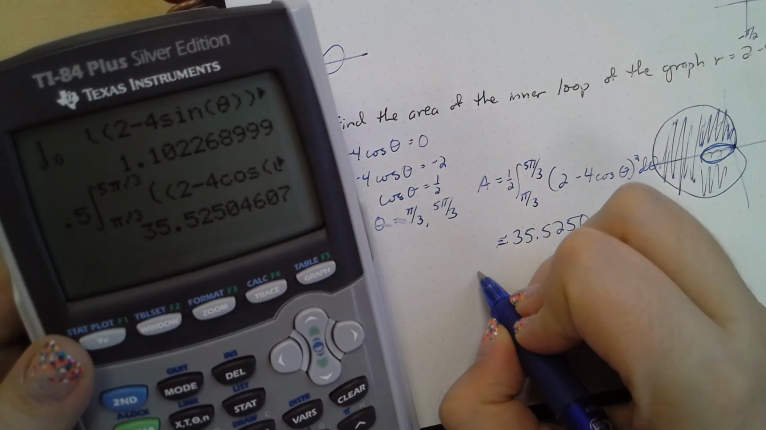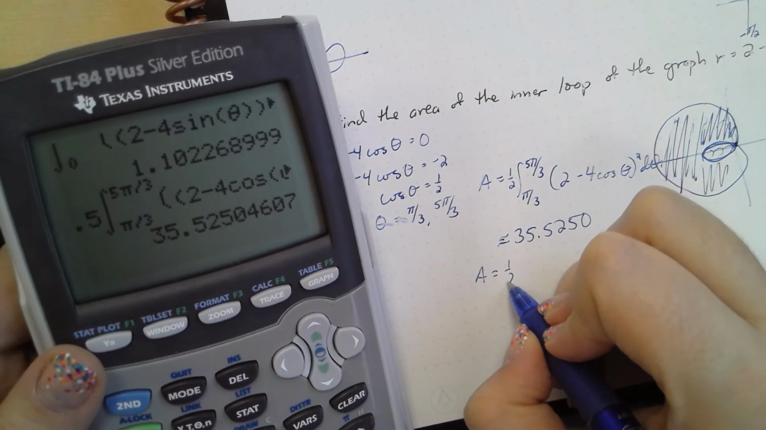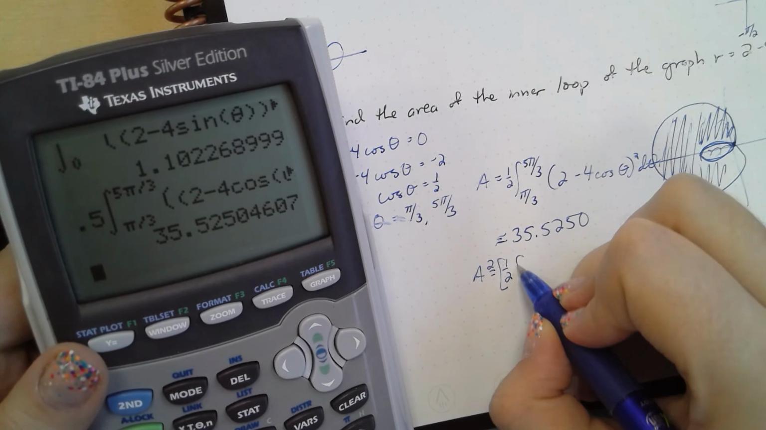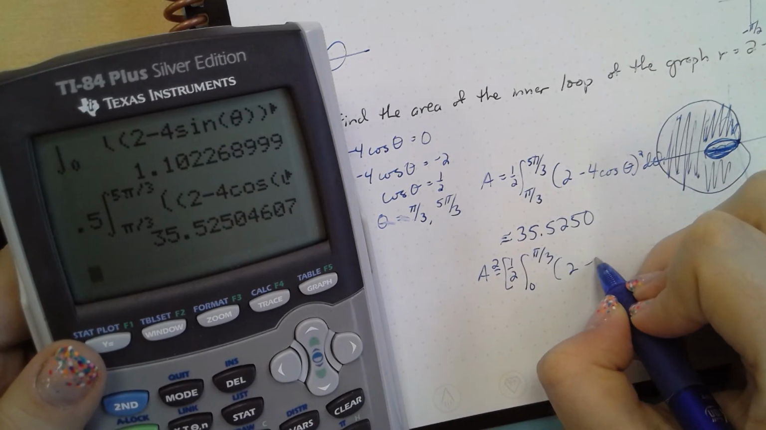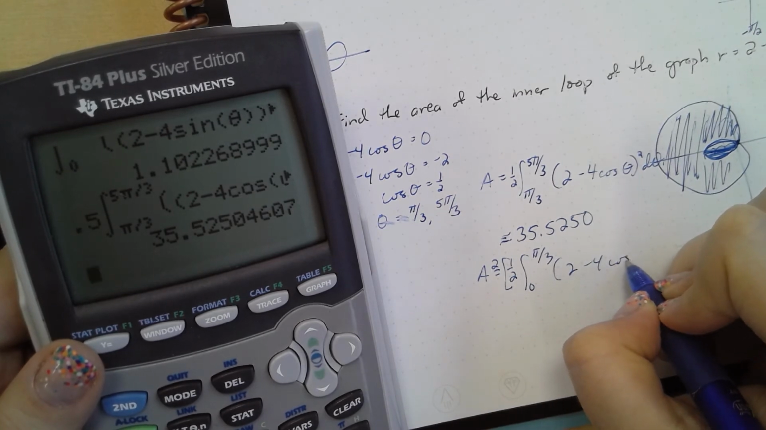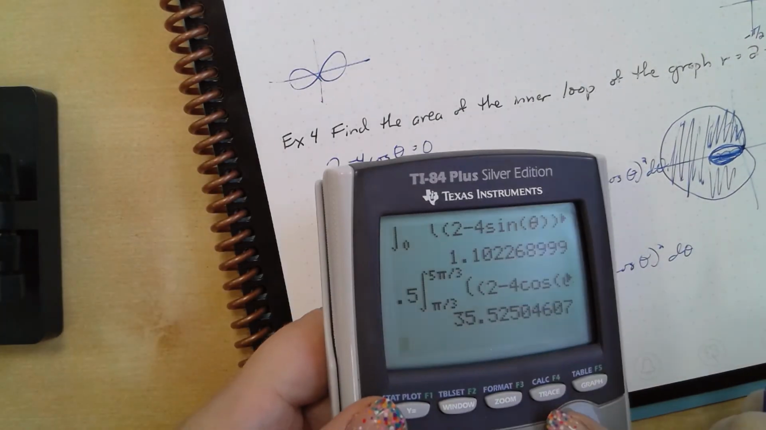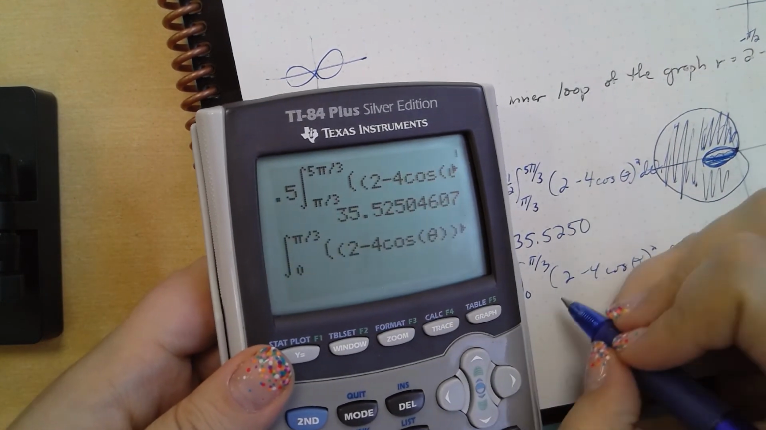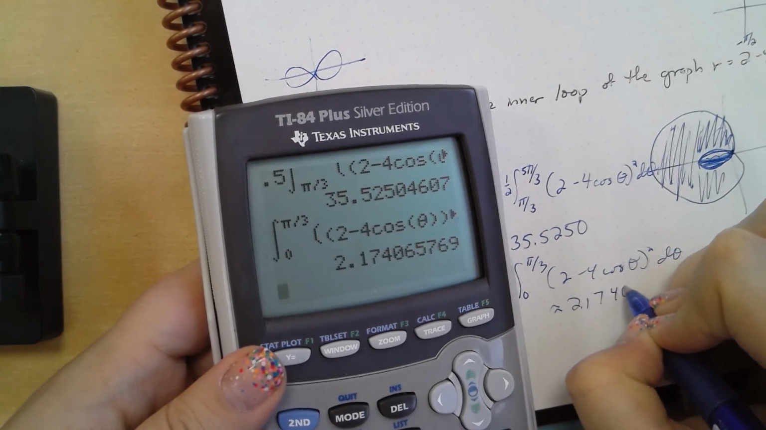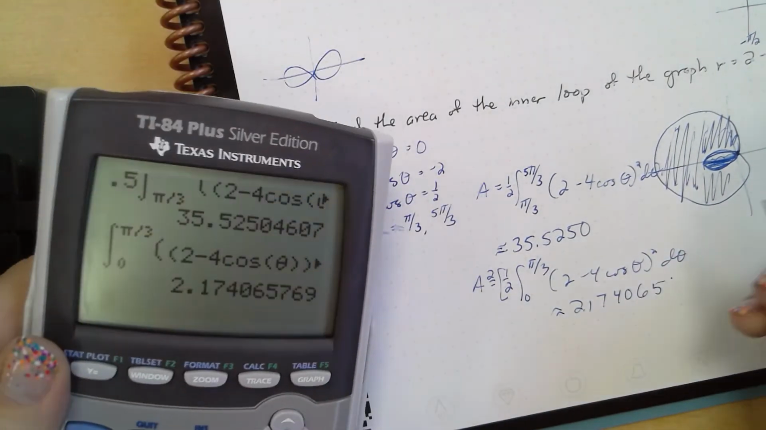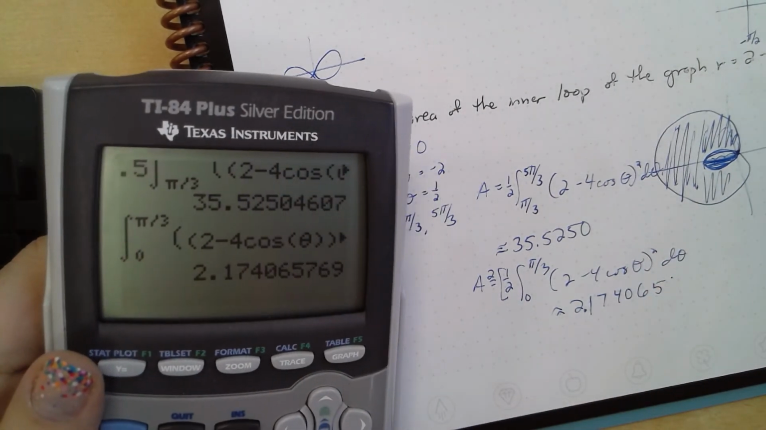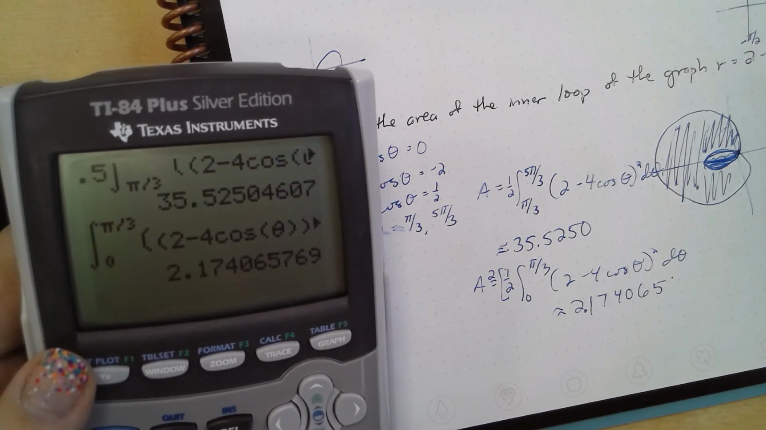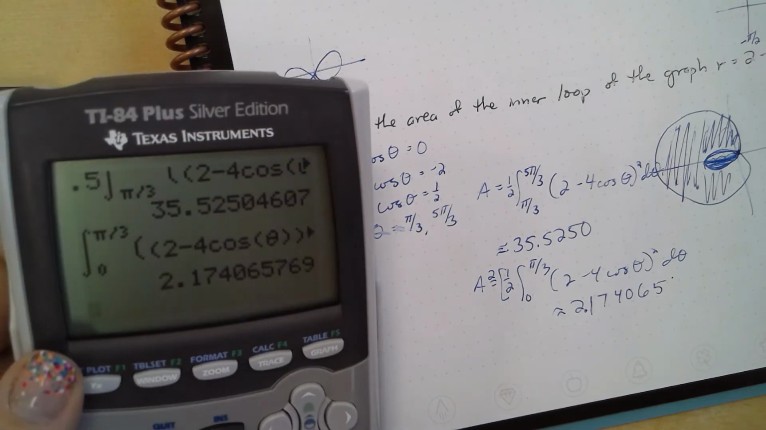But what I should have done is actually calculate the area from 1/2 and taking this whole thing times 2 from 0 to pi over 3, because that would be from here to here. It would be this part there of this 2 minus 4 cosine theta squared d theta. And I've done that, and I got about 2.174065. So the most important thing about these polar coordinates and finding the area of them is to be careful when you're actually calculating them. I think that's really important.